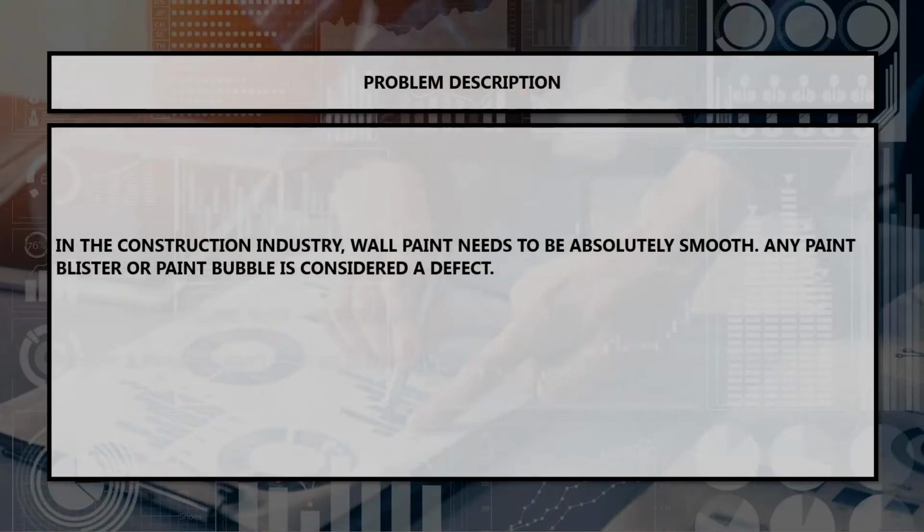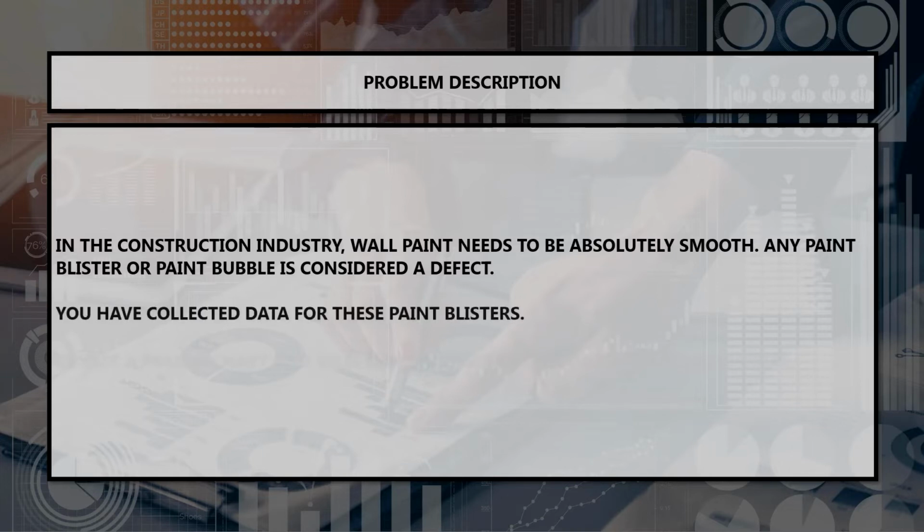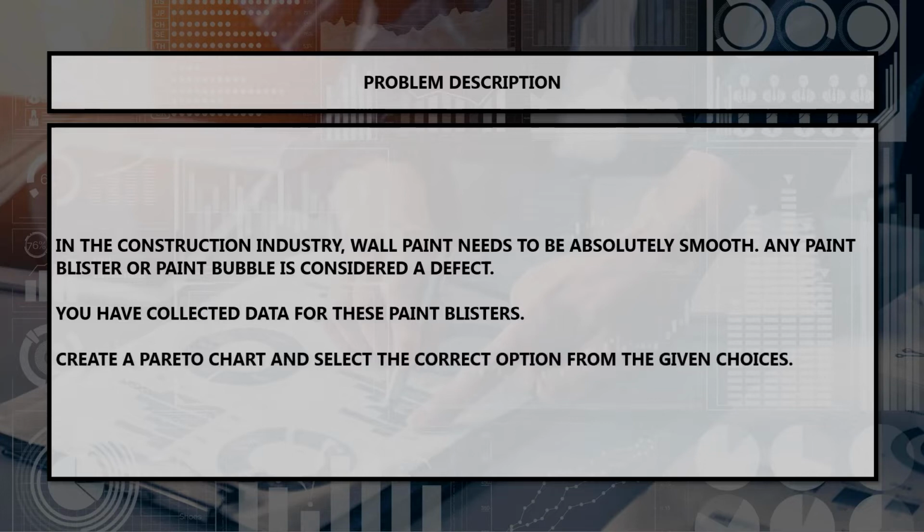In the construction industry, wall paints need to be absolutely smooth. Any paint blister or paint bubble is considered a defect. You have collected data for these paint blisters. Create a Pareto chart and select the correct option from the given choices.